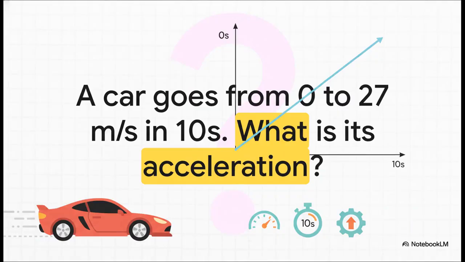Okay, to finish off, here's a little challenge to test yourself. A car accelerates from a standstill to 27 meters per second, and it does that in 10 seconds. Using the toolkit we've just built together, can you work out its acceleration? And maybe even sketch what its velocity time graph would look like? Have a go. You can do this.